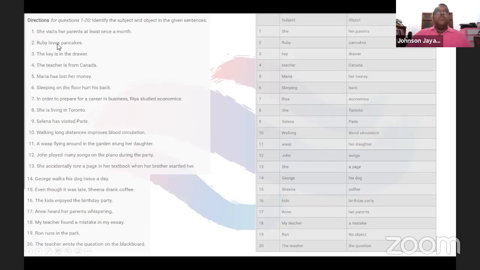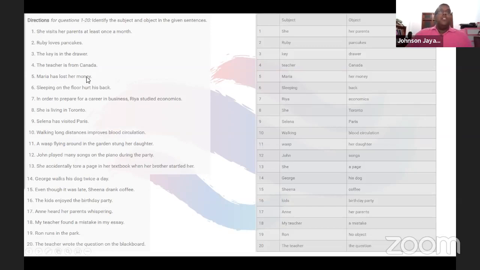Next one: Ruby loves pancakes. Ruby is the subject, pancakes is the object. The key is in the drawer. The key is the subject and drawer is the object. The teacher is from Canada. In this case, teacher is the subject, Canada is the object, okay?